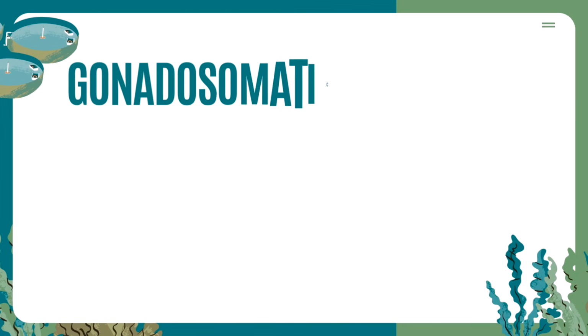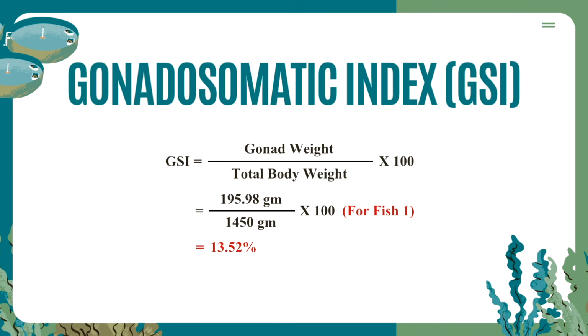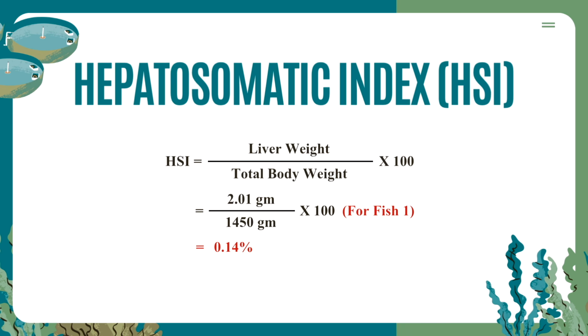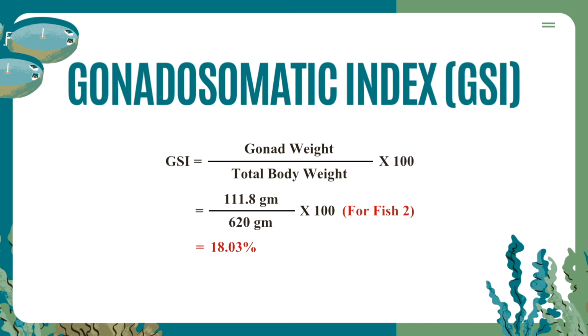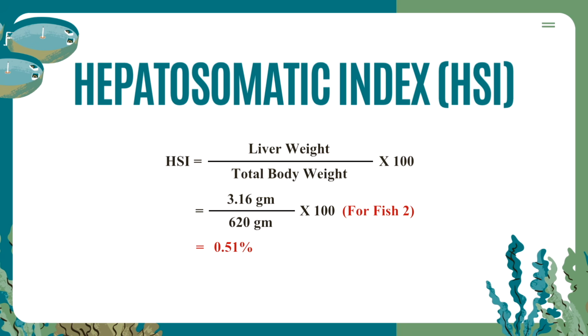The Gonadosomatic Index or GSI was calculated by dividing the gonad weight by the body weight and multiplying by 100. For fish 1, the GSI was 13.52%. The Hepatosomatic Index or HSI was calculated by dividing the liver weight by the body weight and multiplying by 100. The HSI of fish 1 was 0.14%. Using the same formula, the Gonadosomatic Index of fish 2 was 18.03%, while the Hepatosomatic Index was 0.51%.